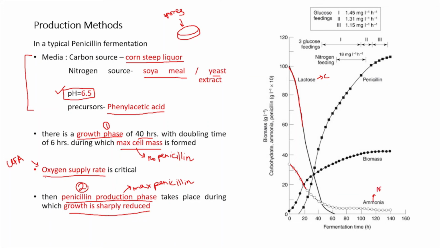So with time, what happens? The cell growth increases. The fungus draws more and more carbon source and nitrogen source. So the concentration of both lactose and ammonia goes on decreasing, and as you can see, while the concentration of the media components decreases with time, the concentration of biomass gradually increases. So as the fungal growth increases, the concentration of the carbon source and nitrogen source gradually decreases, while the biomass gradually increases.